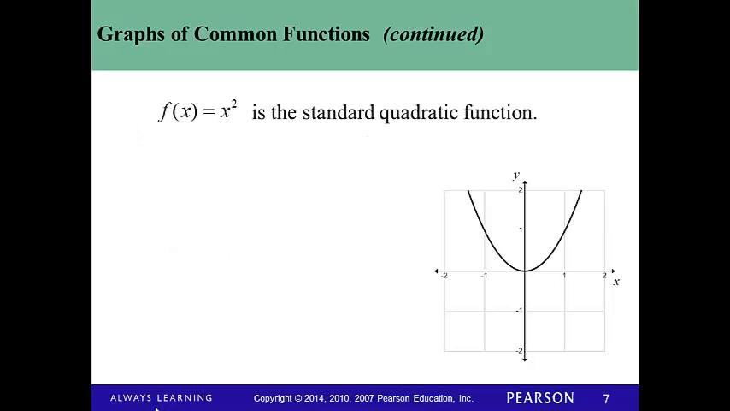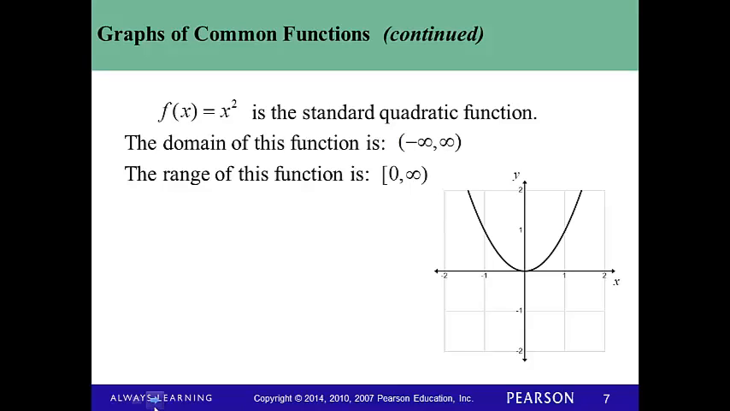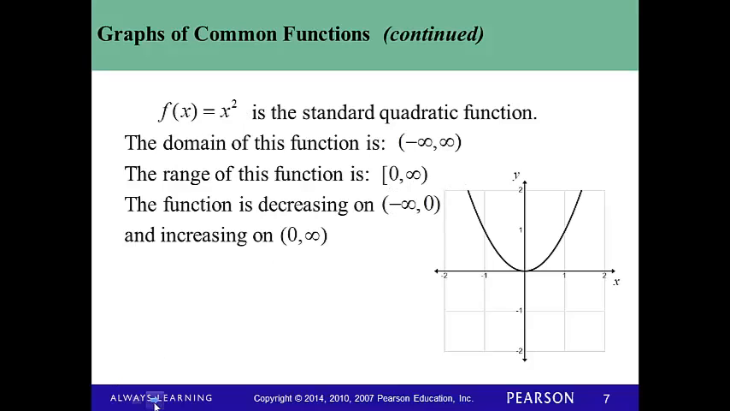F of x equal to x squared is your parabola, or your quadratic. Its domain consists of all real numbers. The range consists of 0 and positive numbers, because when you take the square of anything, you get back a positive or 0. The function is decreasing on negative infinity to 0 and increasing on 0 to infinity. And the function is even.